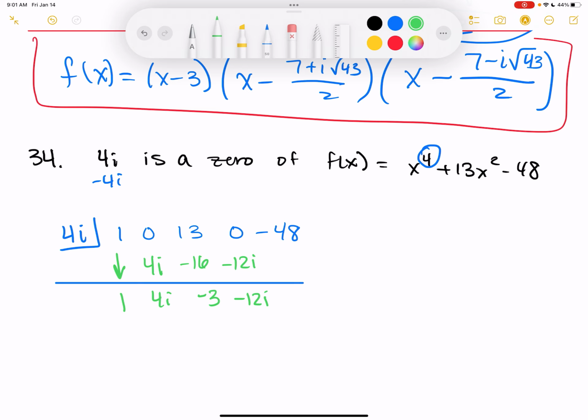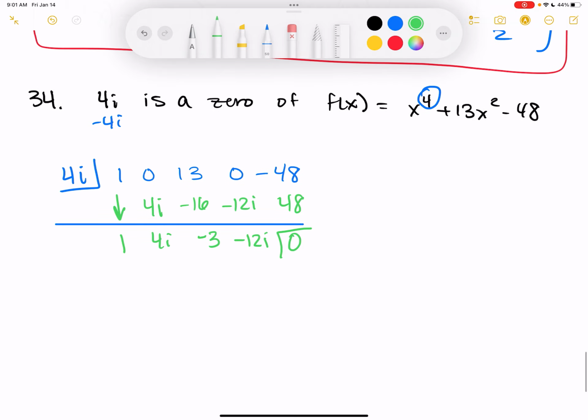Yes. Alright, negative 48i squared, so positive 48. 0. Do you have to do it twice? Yeah. For synthetic division, we're gonna do it a lot more than that.